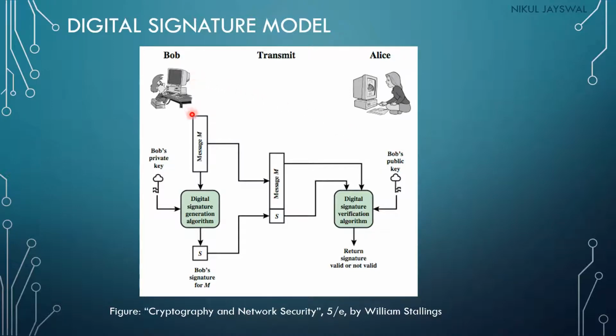Bob will take the message and create the digital signature. You can see here it is written digital signature generation algorithm. So this algorithm will be used. For this algorithm, Bob will use his private key. Clear? So Bob will give the private key as input, and the digital signature generation algorithm will generate the signature. So this is Bob's signature.